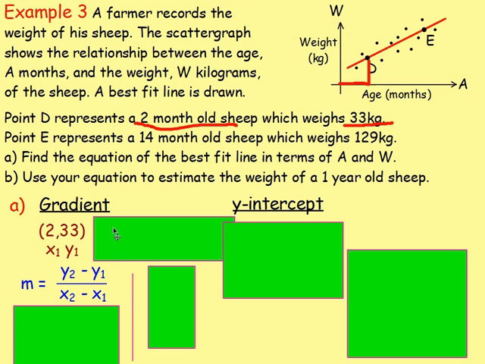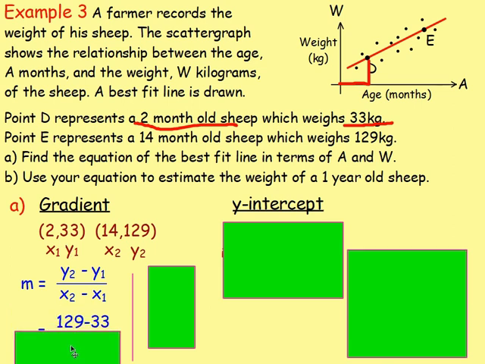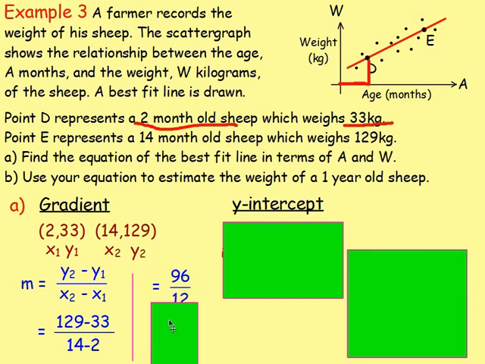Oh, so it does. Does that mean then that point E will be (14, 129)? It does indeed, Brian. Yes. Oh, my apologies. No problem, Brian. With our points, we have an x value and a y value. So, if we're working out the gradient with y2 take y1 over x2 take x1, we'll have 129 take away 33 over 14 take away 2. If we work that out, it's going to end up at 96 over 12, which gives us 8, which means there is a gradient of 8.